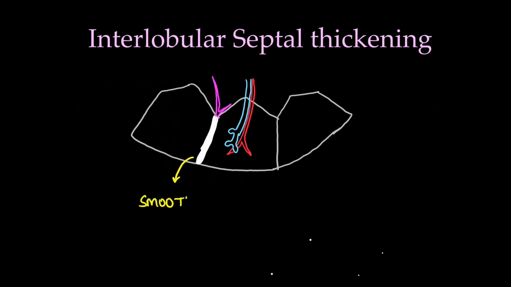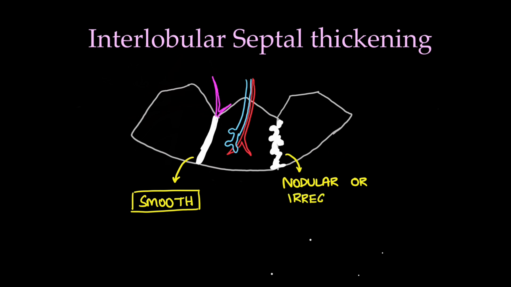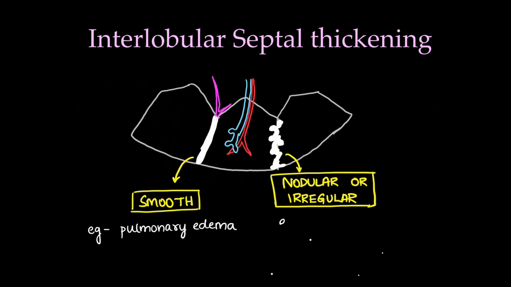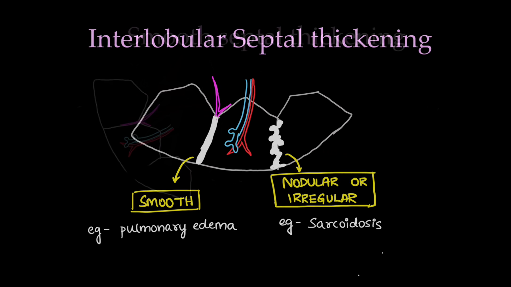Interlobular septal thickening is of two types. The first type is smooth interlobular septal thickening. The next type is nodular interlobular septal thickening. This is also called irregular interlobular septal thickening. The smooth interlobular septal thickening is seen in cases of pulmonary edema. The nodular one is in sarcoidosis.